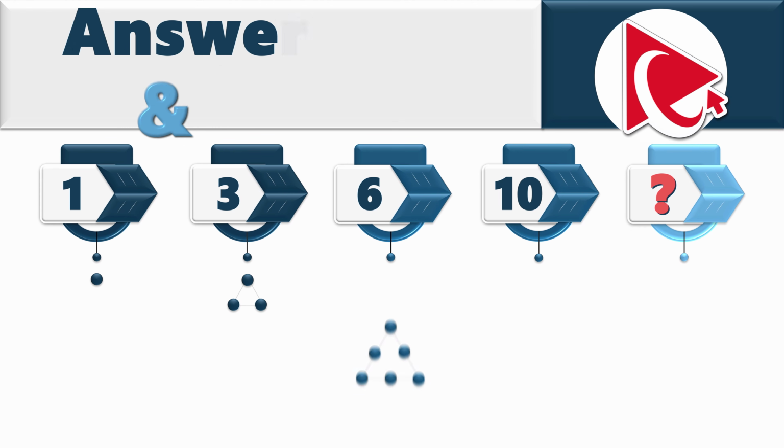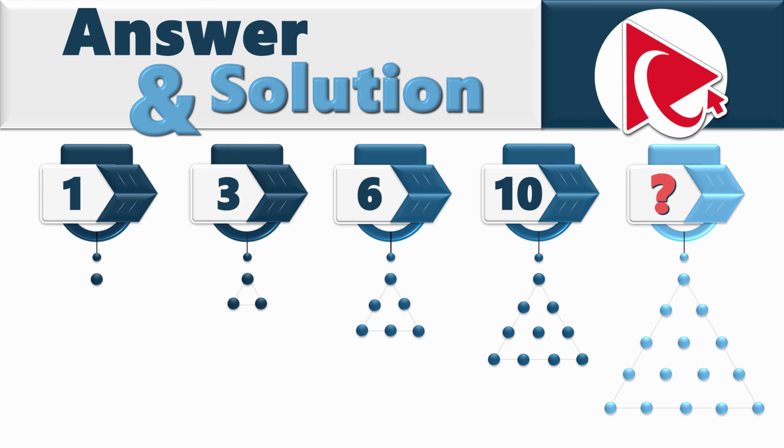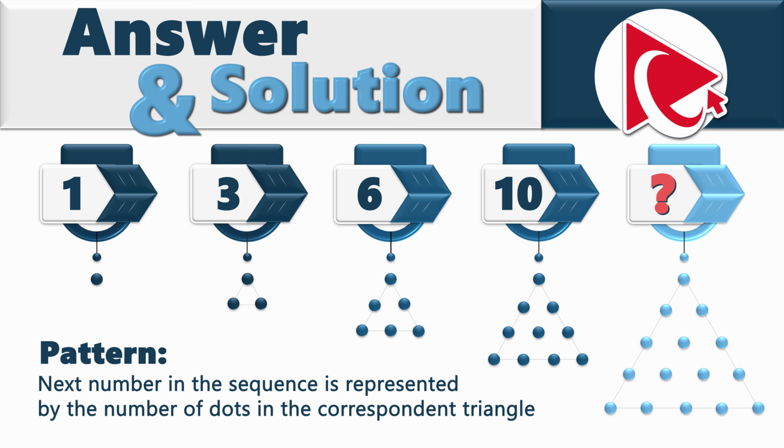The pattern here is called triangular numbers. We've seen it used more and more in the tests, so it's important to know it. The next number in the sequence is represented by the number of dots in the corresponding triangle. We start with 1 dot, then it goes to 3 dots, then it goes to 1, 2, 3, 4, 5, 6 dots. Then it goes to 1, 2, 3, 4, 5, 6, 7, 8, 9, 10 dots. And then the missing number would be 15.